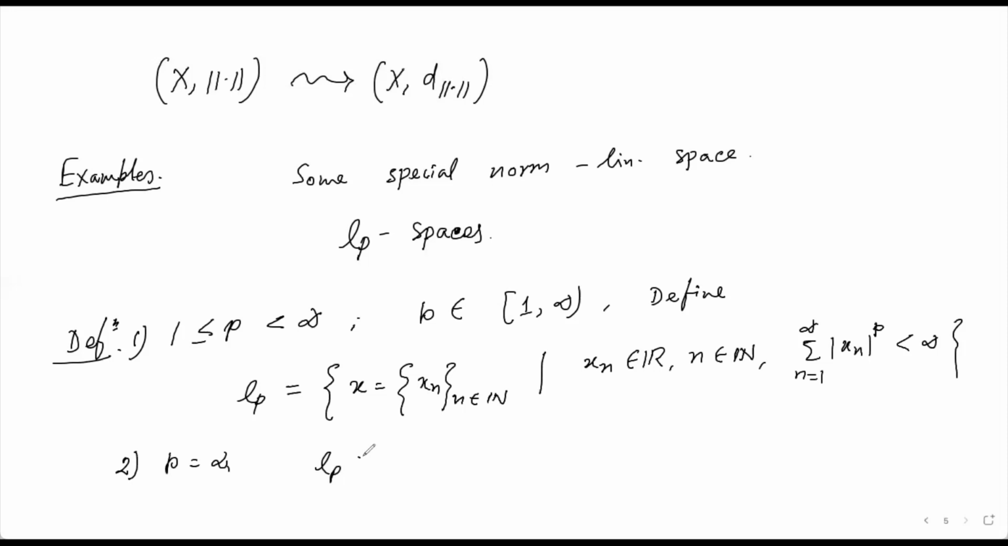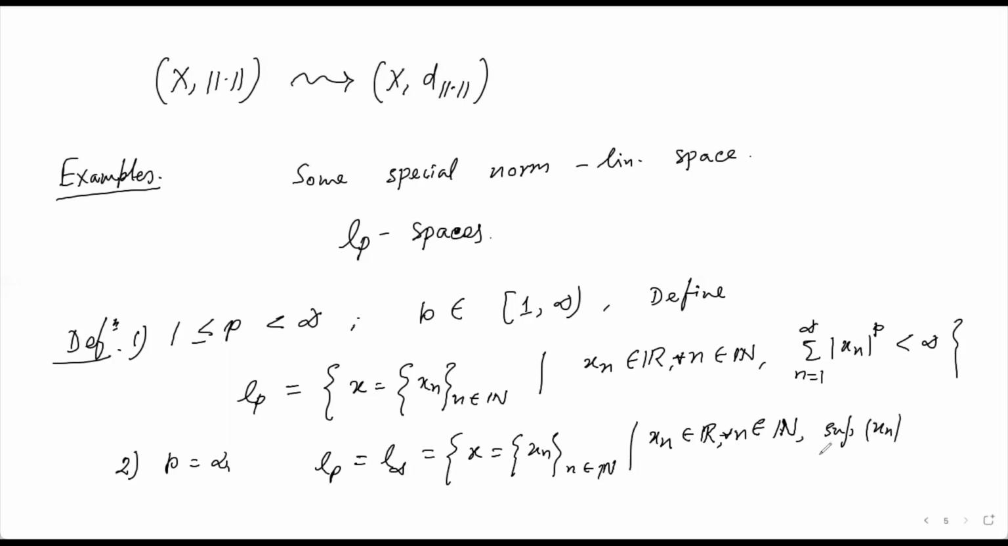Now for p equal to infinity we define Lp, so p equal to infinity gives L infinity. This is the set of all bounded real sequences, x equal to the sequence (xn), n belongs to the set of all naturals, where xn belongs to R for all n, such that the supremum of the absolute value of xn over n belonging to the set of all naturals is finite. So this is the set of all real bounded sequences. These are the underlying sets.